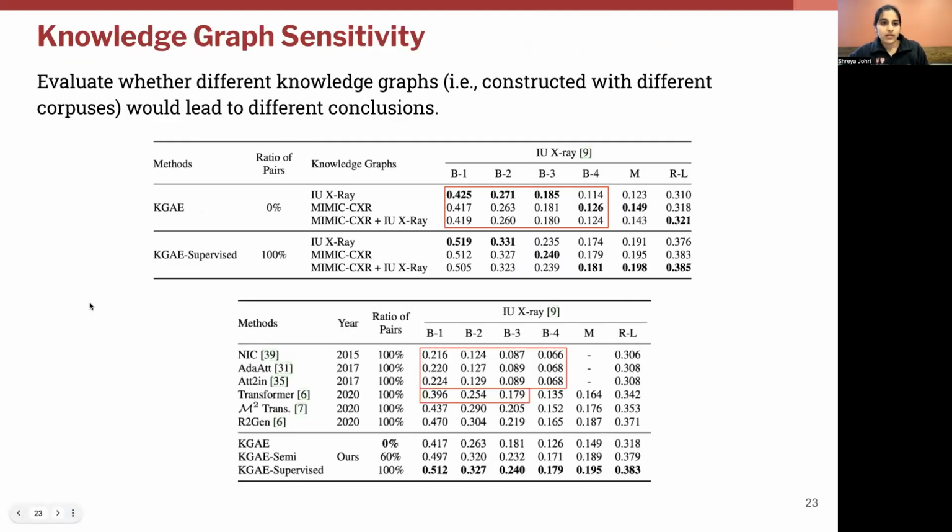So this was nice. The authors also wanted to make sure, as a sanity check kind of experiment, that the model is not sensitive to the knowledge graph that they had initially made. So they generated multiple knowledge graphs with different combinations of the chest X-ray data sets that they had, and they showed that no matter which knowledge graph you have, the model is beating the performance of these 3 models and the transformer, which was also the case with the original result that they had. So the conclusion is that it's not sensitive to knowledge graphs.